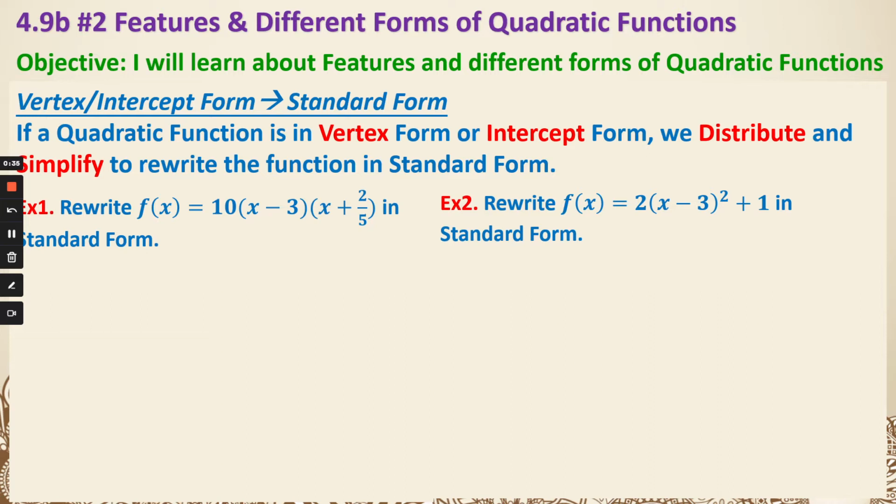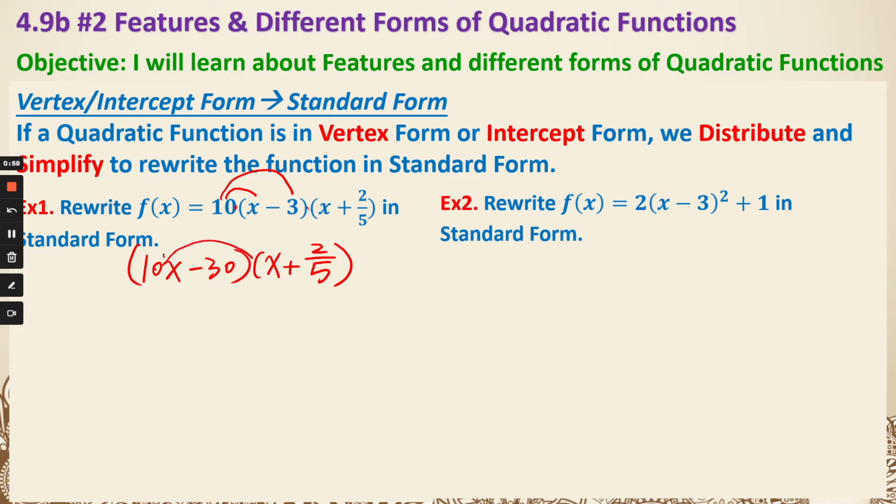So all we need to do is distribute. We're going to start by doing that, which gives us 10x minus 30 inside the first parentheses. Then we still have this x plus 2/5. One thing to make sure is this is all multiplication. So that 10 is not going into the second parentheses. We are only distributing it into the first parentheses.